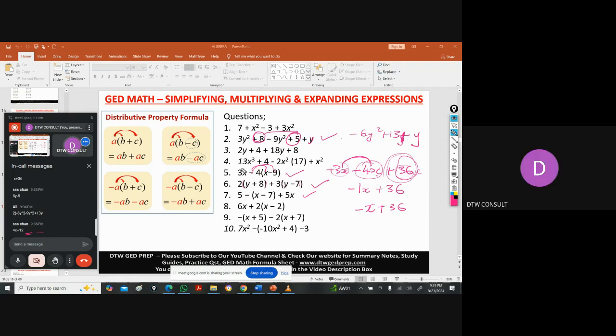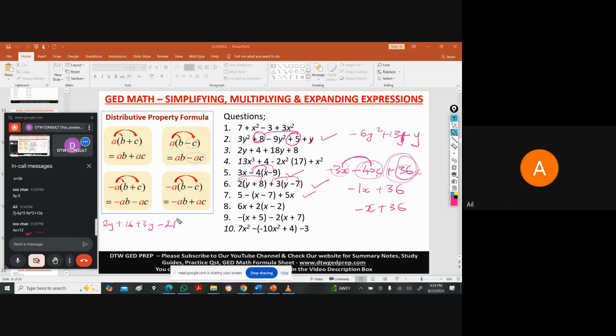Oh, okay. So the first step here is to open up this parenthesis. So you do 2 times y. It gives us 2y. Then we do 2 times positive 8. It gives us a positive 16. Then the next, we do positive 3 times y. It gives us a positive 3y. And a positive 3 times a negative 7. It gives us a negative 21. Ali, did you get this in your first step?